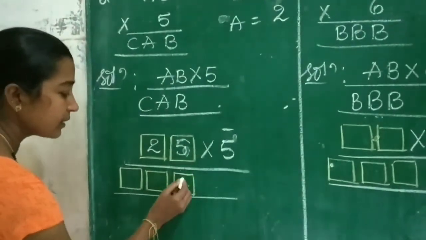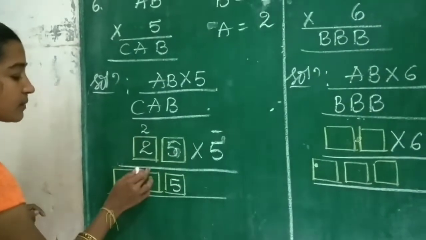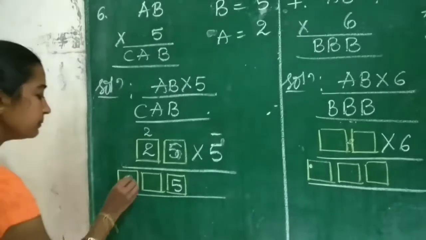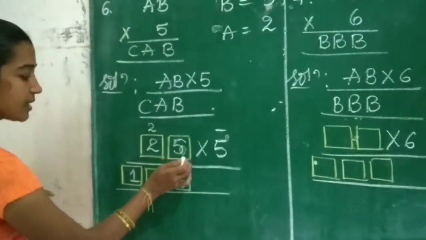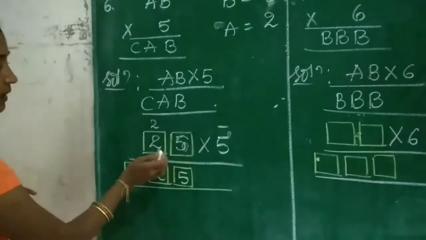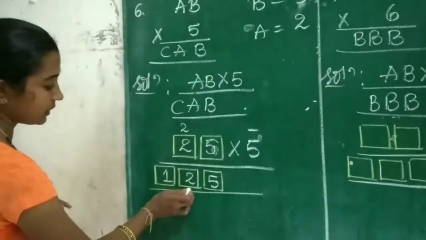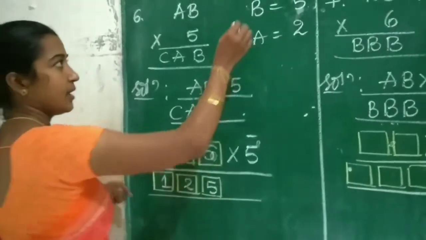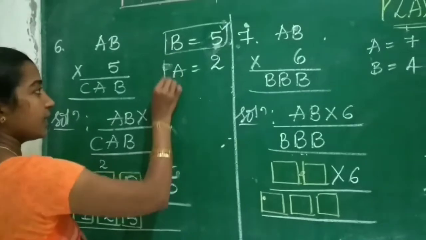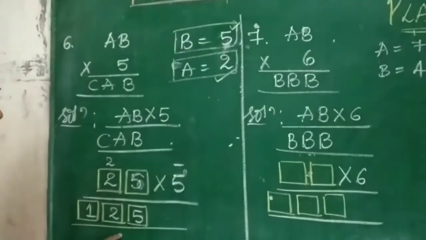5 5s are 25. 5 here, 2 carry. 5 2s are 10. 10 plus 2 becomes 12. Observe here, the value of B is the same here also, and the value of A is here too. Here also A is 2. Now our guessed numbers B is 5 and A is 2. Both are suitable for our problem.